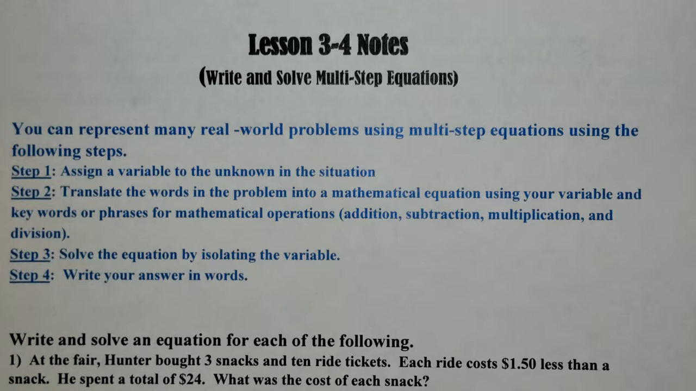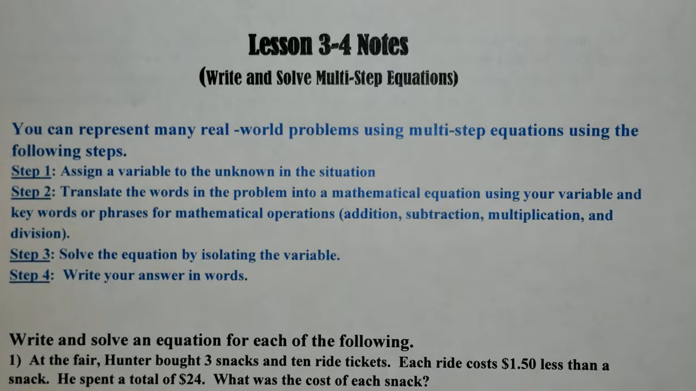Step 1 is the same as 3-2. We assign a variable to the unknown in the situation. When we know what we're looking for, step 2, we translate the words in the problem into a mathematical equation using our variable and keywords and phrases for mathematical operations. Step 3 is to solve the equation, and then step 4 is writing the answer in words.